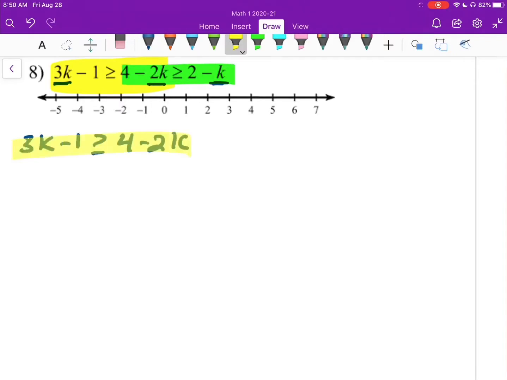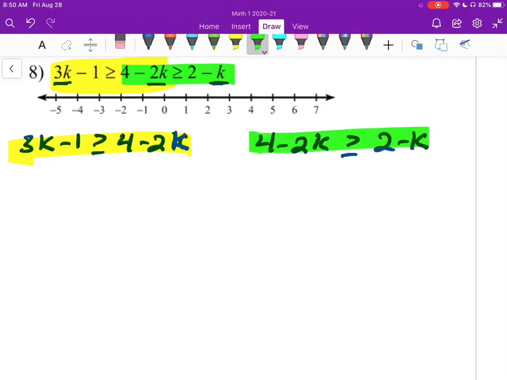This is the yellow guy. Let me make that k a little bit better. And we also have 4 minus 2k is greater than or equal to 2 minus k. This is the green guy, right? All the other ones, we didn't have to break it up like this. But if you get a hard one, you're going to need to. And really, we have the word and in the middle of there, right? On some of those, I wrote or. This one has and. So we've got to solve both sides.